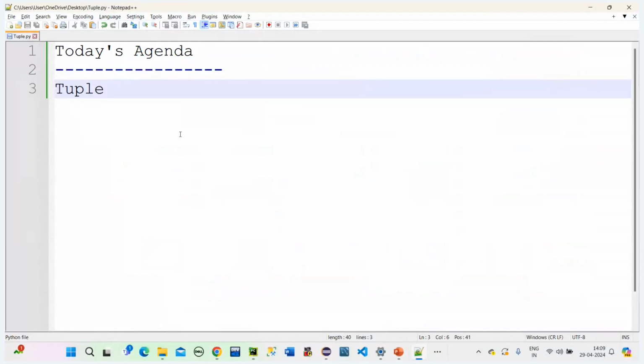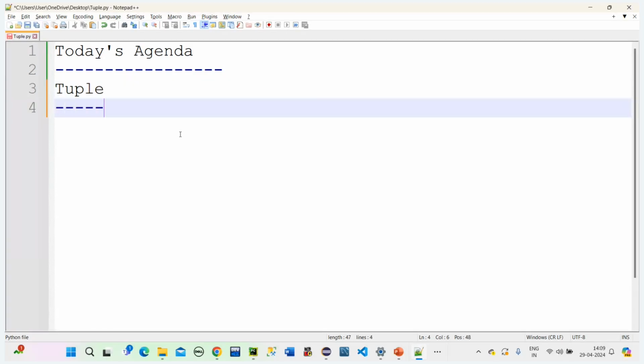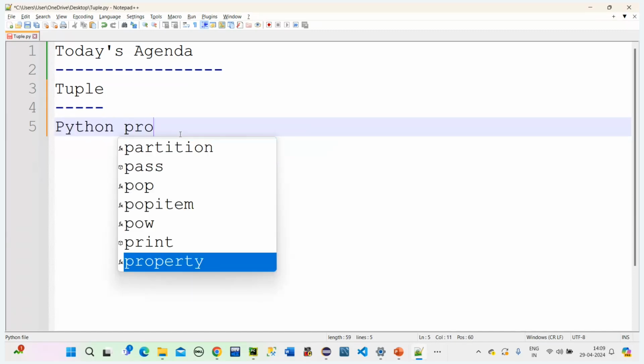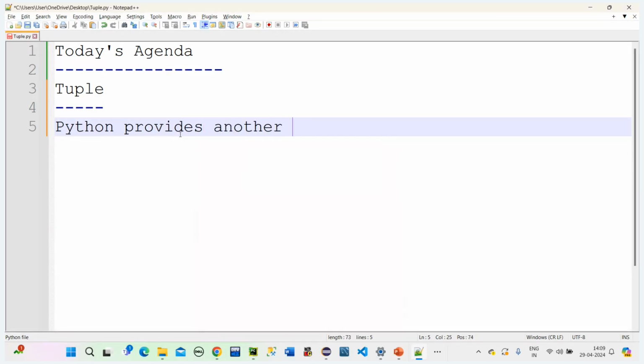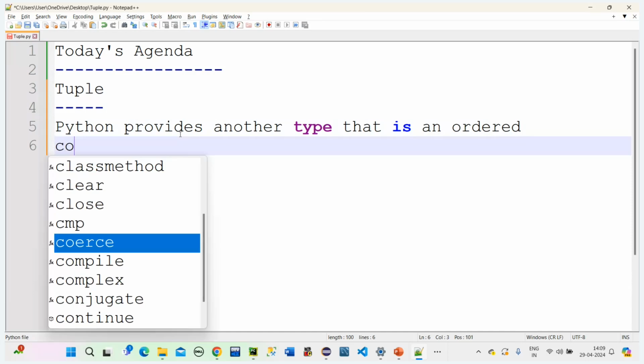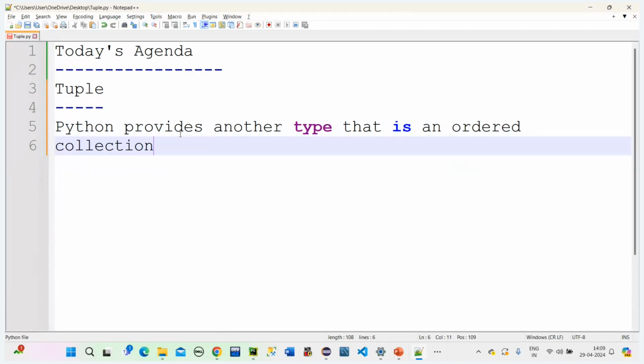Yes. Now we are going to see all about tuples, like what is a tuple and the differences with a list. The important thing is that Python provides another type, that is an ordered collection. So what is this ordered collection?